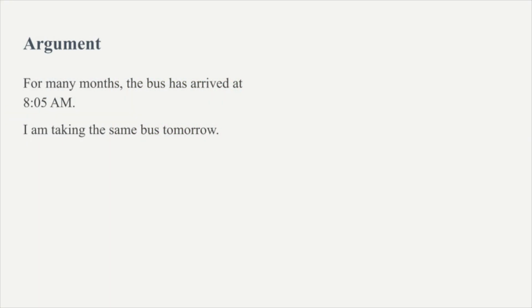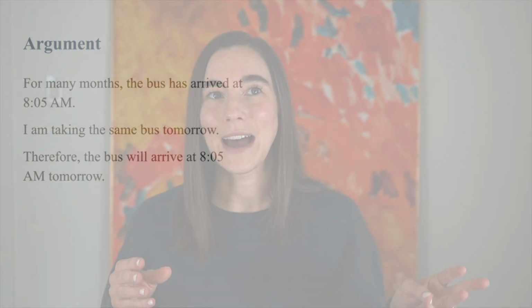Here's another one. Imagine you take the same bus to work every day, and for months it arrives at 8:05 a.m. So you conclude the bus will arrive at 8:05 a.m. tomorrow. That's a really reasonable conclusion based on the pattern. It's a reasonable belief, but the conclusion is not guaranteed, right? Tomorrow the bus could be late, maybe because of traffic or construction or mechanical problems, or the driver got sick, or something else. But this is how inductive reasoning works. The premises provide evidence, and the evidence makes the conclusion likely, but they don't logically guarantee it.